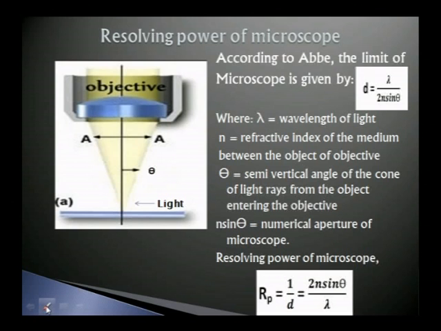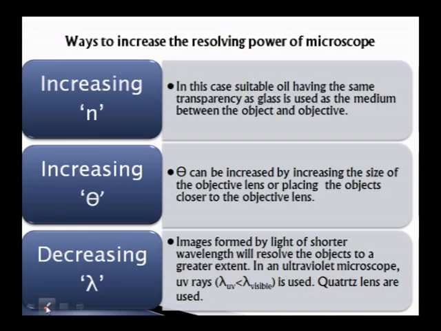Suppose we want to increase the resolving power of a microscope, you can increase the refractive index. If the refractive index, that is the media lying between the object and the eyepiece, is increased, then definitely the resolving power of the microscope is increased. Now how is it increased? Certain oils are used whose refractive index is almost the same as that of the glass, so that will increase the resolving power, or by increasing the theta.